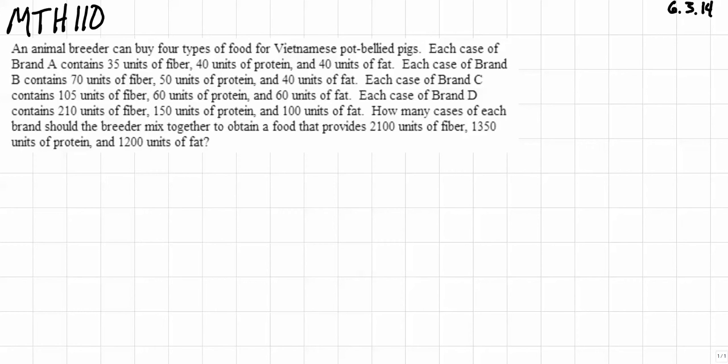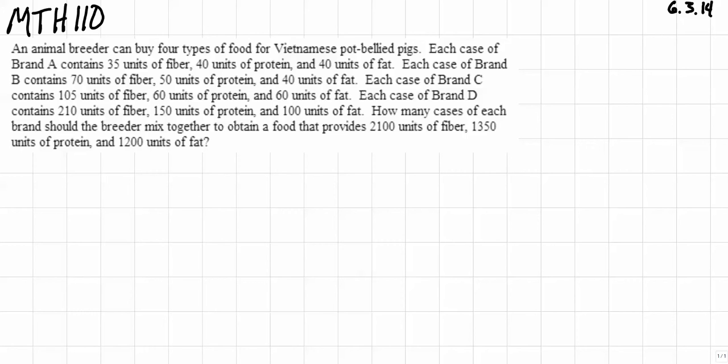An animal breeder can buy 4 types of food for Vietnamese pot-bellied pigs. Each case of brand A contains 35 units of fiber, 40 units of protein, and 40 units of fat. Each case of brand B contains 70 units of fiber, 50 units of protein, and 40 units of fat. Each case of brand C contains 105 units of fiber, 60 units of protein, and 60 units of fat.